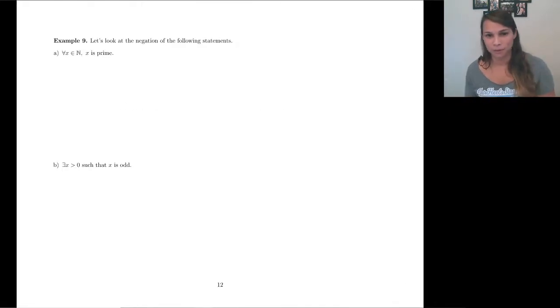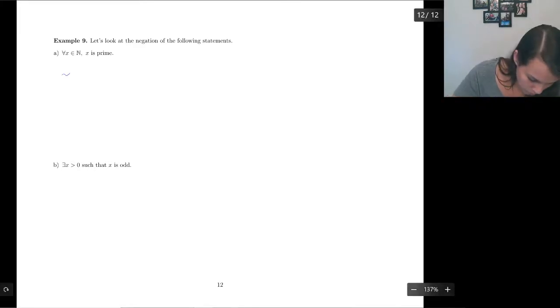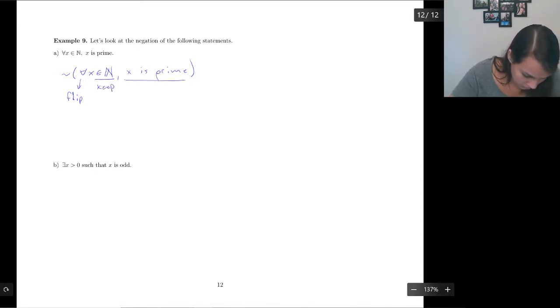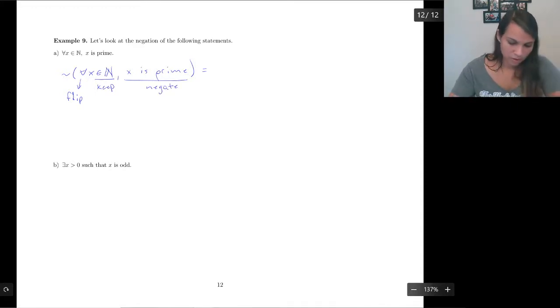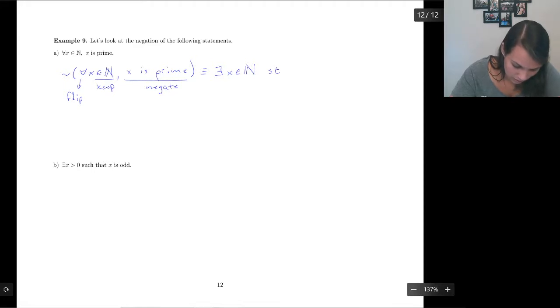Let's do an actual math example. We've got a for all statement. Let's negate the statement. So we need to do flip, we're going to keep our domain, and then we're going to negate this. So this is going to be the same thing as there exists x in the natural numbers such that x is not prime. And just in case you forgot, that actually has a name. That's composite. So there exists x in the natural numbers such that x is composite.